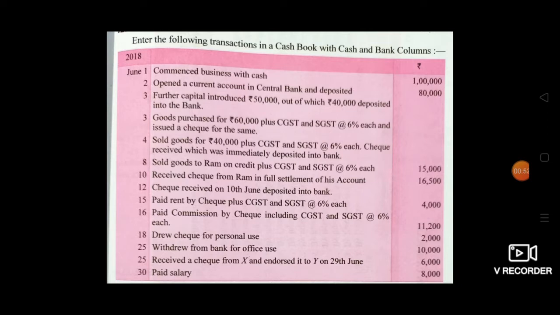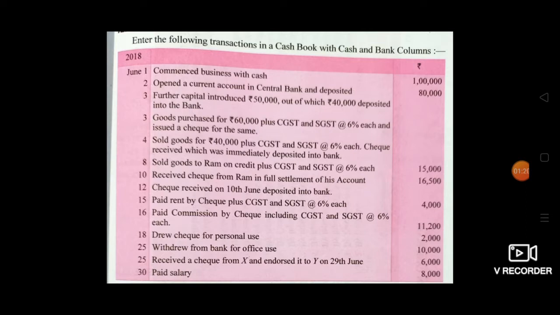So here CGST, that is central GST, and state GST is given. Let's calculate it at the time of solving the problem in working note and enter the entry in cash book. On 4th, sold goods for rupees 40,000 plus CGST and SGST at 6% each. Check received which was deposited immediately into bank.